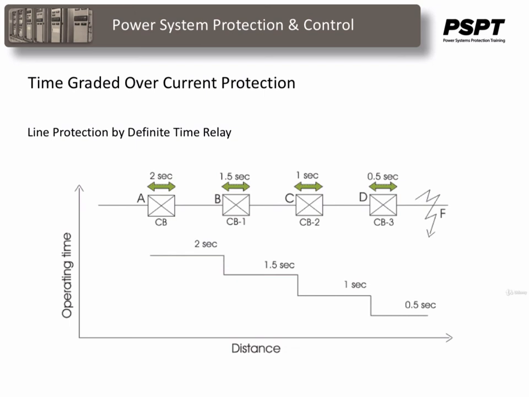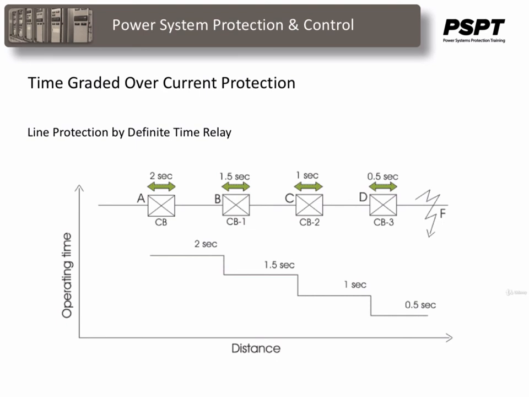Now assume a fault occurs at point F. Due to this fault, the faulty current flows through all the current transformers, or CTs, connected in the line. But as the time of operation of the relay at point D is a minimum, the CB3 associated with this relay will trip first to isolate the faulty zone.